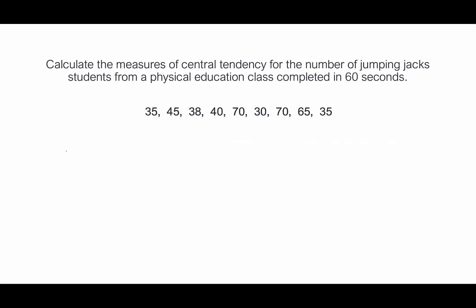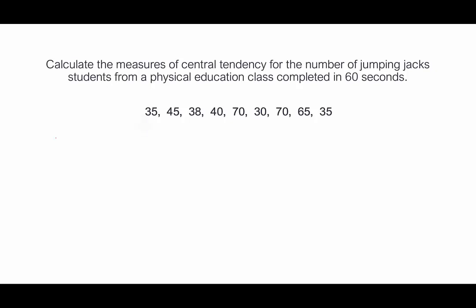In our first example, we want to calculate the measures of central tendency for the number of jumping jacks students from a physical education class completed in 60 seconds. Before we get started, to calculate the mean, we are going to have to add up all of these numbers. I suggest having a calculator. If you need to pause the video to go get a calculator, do so now. Okay, you have your calculator, or are you going to do some mental math? Because mental math is good too.